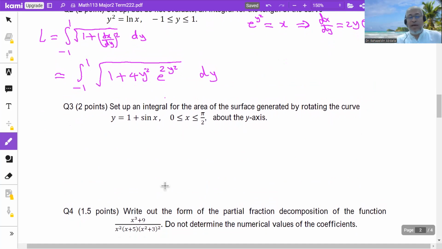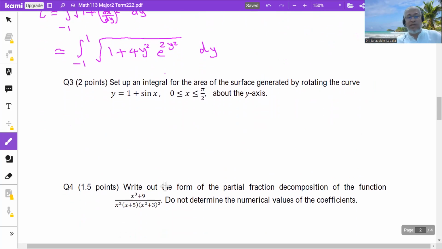Set up an integral for the area of the surface generated by rotating this curve about the y-axis. Well, if the rotation is about the y-axis, then the formula of the surface area is integral 2 pi x ds. And then this ds could be changed, or we can use dx or dy. He gave me that x is between 0 and pi over 2, so I'll use dx. When I use dx, I write here from 0 to pi over 2 and 2 pi x.